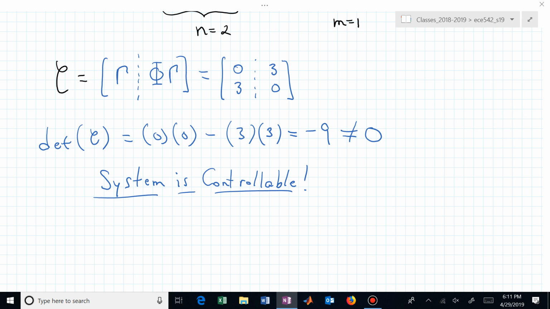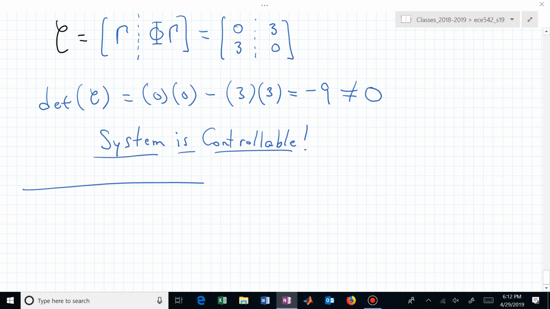So we actually sort of did this after the fact, but in reality you would make this determination and then say, okay, how do you want this system to behave? I can make it behave however you want since I know it's controllable. I can now find K1 and K2 for any arbitrary choice that you want for closed loop poles.